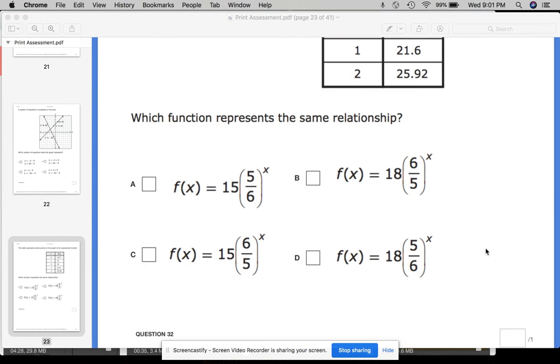A. F of x equals 15 (5 over 6) exponent x. B. F of x equals 18 (6 over 5) exponent x. C. F of x equals 15 (6 over 5) exponent x. D. F of x equals 18 (5 over 6) exponent x.